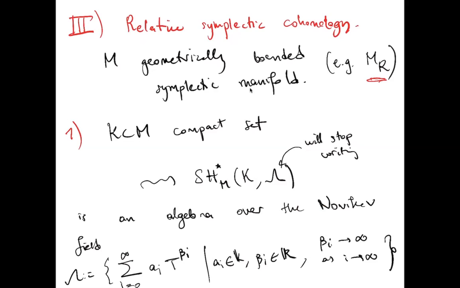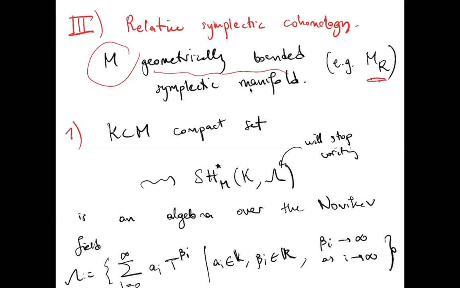Okay, so this is going to be a Floer theoretic construction, and this Floer theoretic construction is called relative symplectic cohomology. It is an algebra over the Novikov field, let's say, that can be defined for any compact set of a geometrically bounded symplectic manifold. Okay, so it's important that it's geometrically bounded.